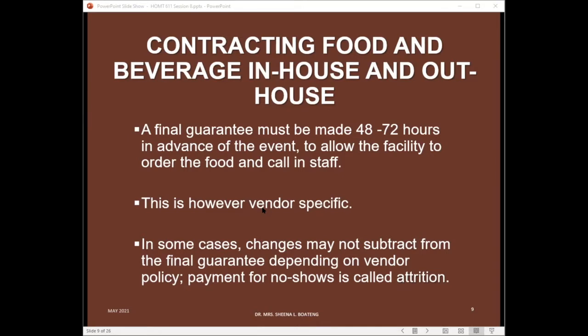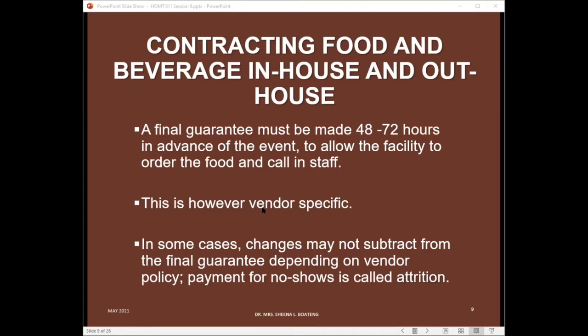So if we experience any attrition in terms of the number of attendees, which we may have already paid the vendor for, to provide food and beverage services, the vendor, based on their policy, may decide not to refund the excess amounts relating to those attendees who are going to be no-shows at the event.